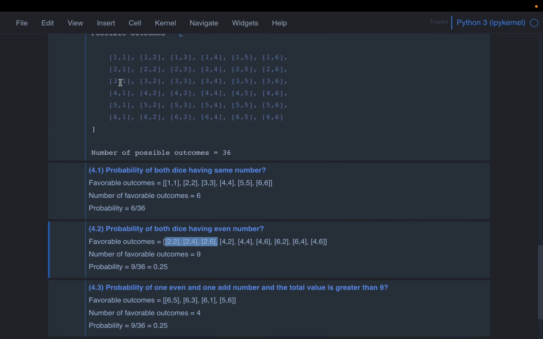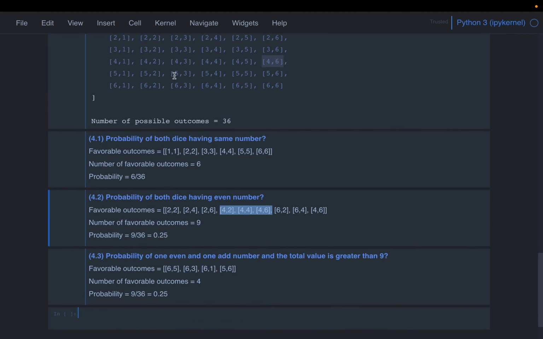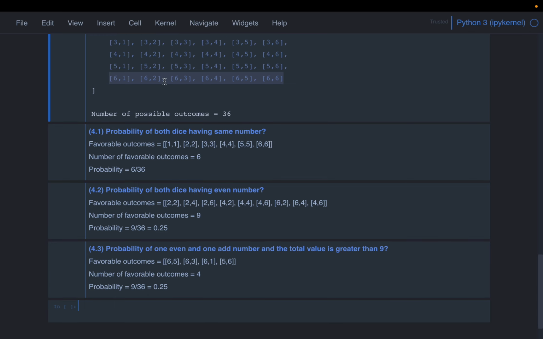And similarly, from the third row, we don't have any favorable outcomes because the first die is always an odd number. And from the fourth row, we have 4 2, 4 4, 4 6. Okay, we have 3 more. And the fifth row will not have any favorable outcomes. And the final row will have 3 favorable outcomes, 6 2, 6 4, 6 6, right?